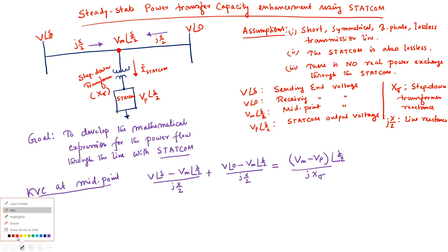So, this expression represents the current flowing from the sending end side, this expression represents the current flowing from the receiving end side, and this expression represents the current drawn by the STATCOM. All these three currents are used in Kirchhoff's current law to get this equation.